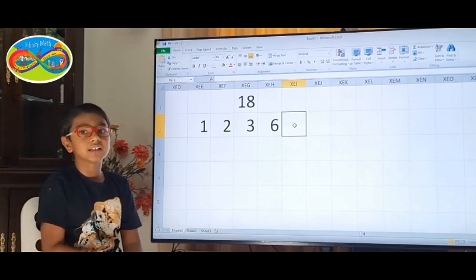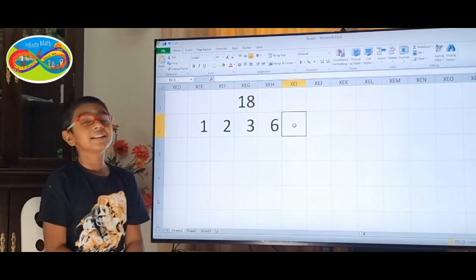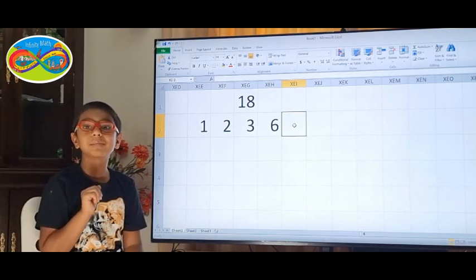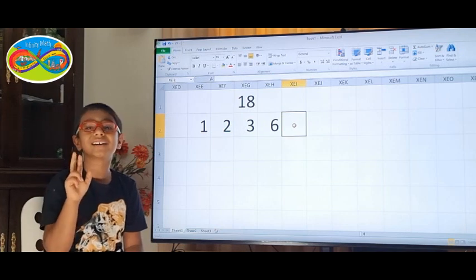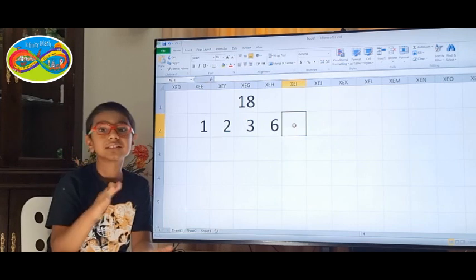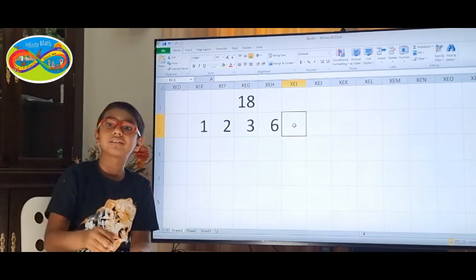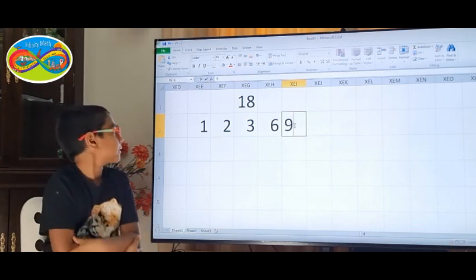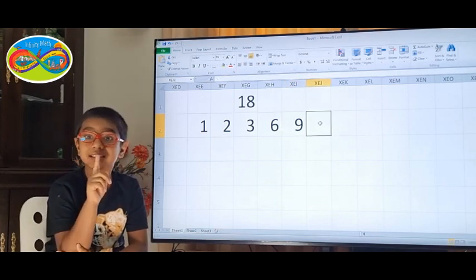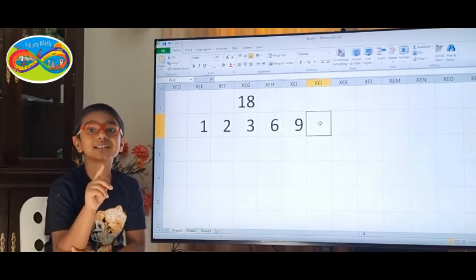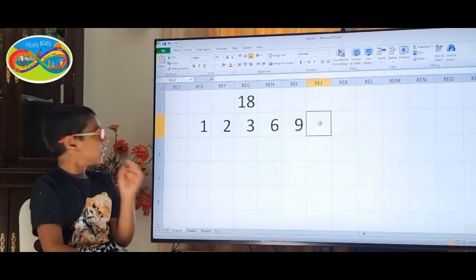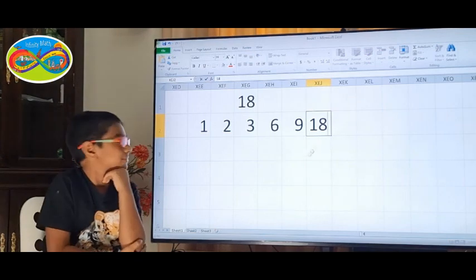18 divided by 7, it's not a factor. 18 divided by 8 is not a factor. 18 divided by 9: this is half of 18, so this is the last one we'll be testing. Actually, second last, not the last. Of course, 18 divided by 9 equals 2, so 9 is a factor. And I hope you did not forget that the number itself is a factor. So 18 is a factor.